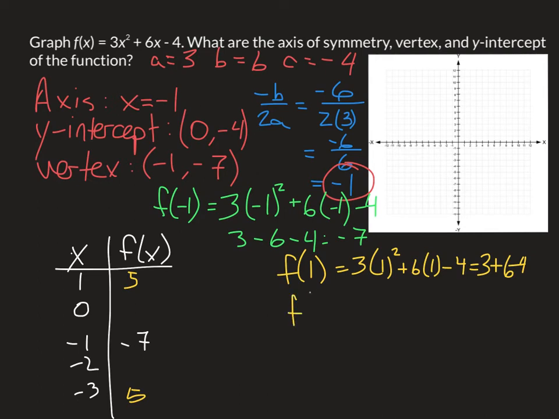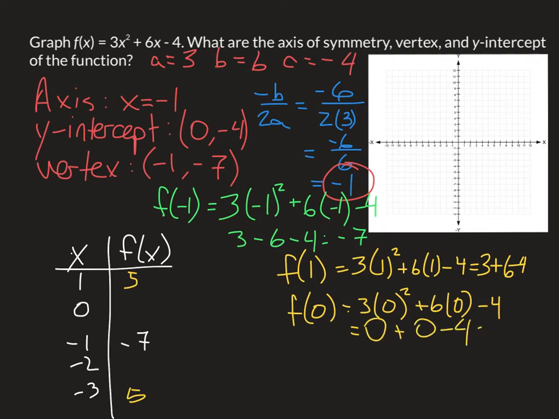Let's do 0 next. F of 0. So we do 3 times 0 squared plus 6 times 0 minus 4. 0 squared is 0, times 3 makes 0. 6 times 0 is 0, minus 4. And of course, it's negative 4. We already knew that 0, negative 4 was a point on here. So that means negative 2 comma negative 4 must also be one.